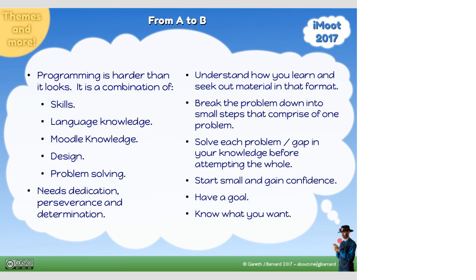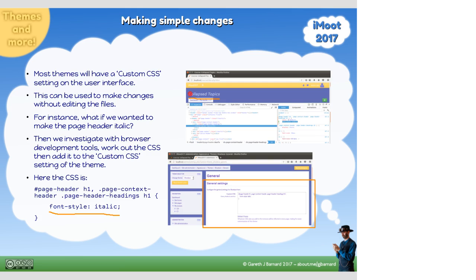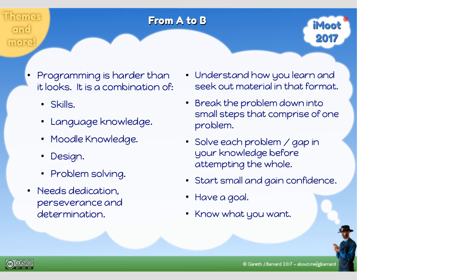So because it is harder, start small and gain confidence. Start on a really small problem, like the one on the previous slide. Think about just making that italic. It sounds really trivial, but you can see I spent quite a few minutes explaining that. So think of things like that, to be able to start small and gain confidence in what you're doing. Do have a goal, and know what the outcome is. So it maps into design. You know what you want to do, and you know what the outcome is.